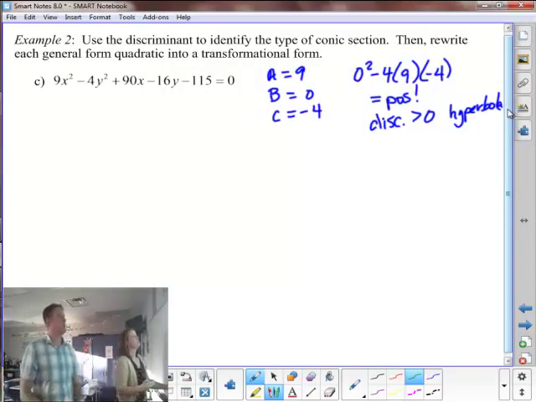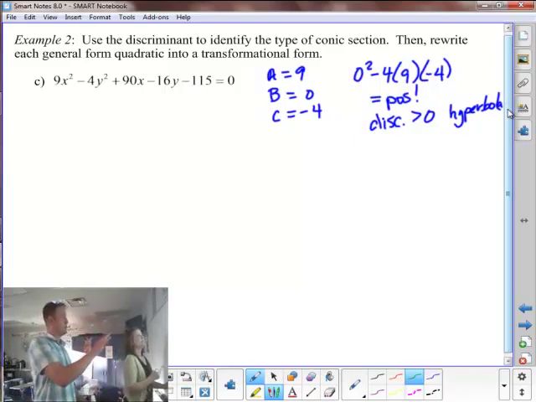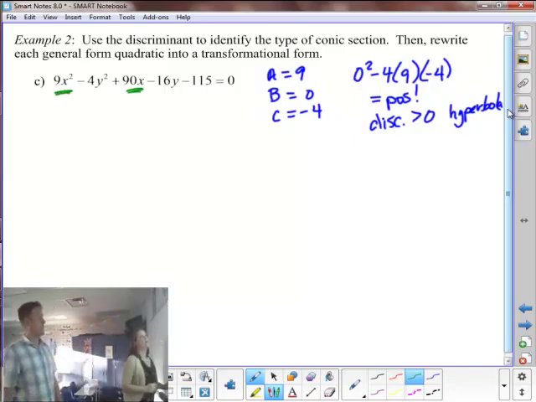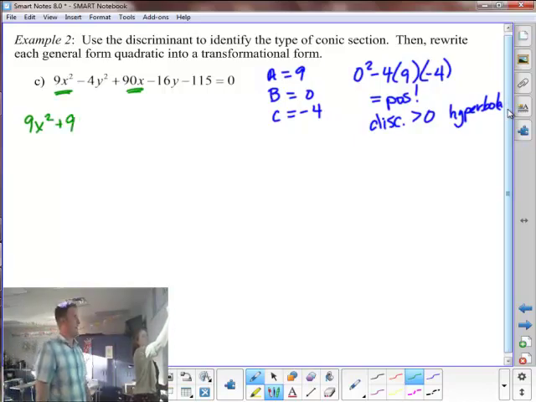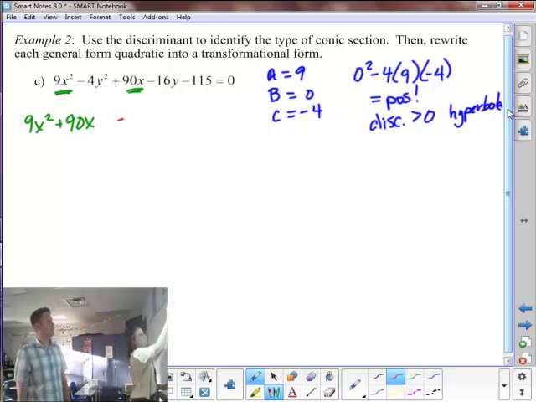Okay, so we know that this shape is a hyperbola from the discriminant. So let's take a look at it from here. We want to clean up a little bit. Let's put the buddies next to each other. There we go. 9x squared, and then the plus 90x. Let's set those next to each other. What else we got there? We got a negative 4y squared.